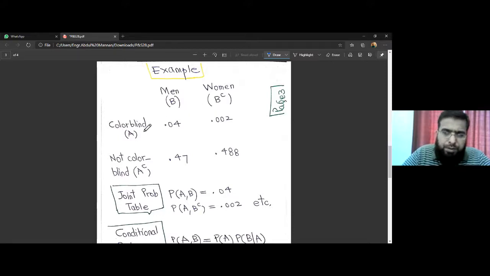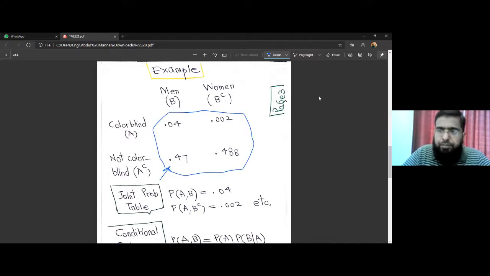These four probability terms mentioned in this table are joint probability terms, like we did in our last lecture. This is the probability that a person is a man as well as colorblind. It's 0.04. This whole table is the joint probability table.